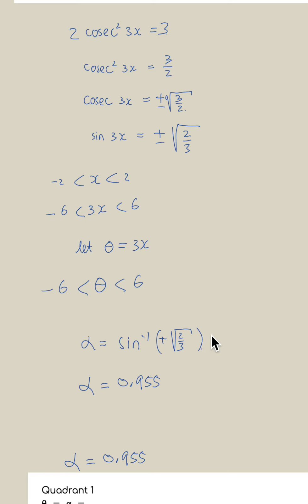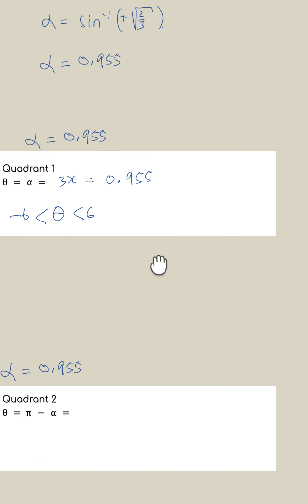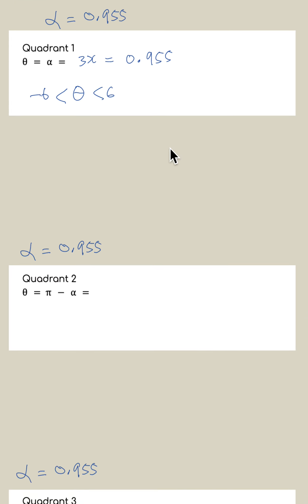Quadrant 1 is theta equals alpha. So we just put it there. Theta is equal to 3x, which is equal to 0.955. And don't forget that theta is between -6 to 6. So we should check whether, if we add positive 2 pi or negative 2 pi, you can still get the answer.